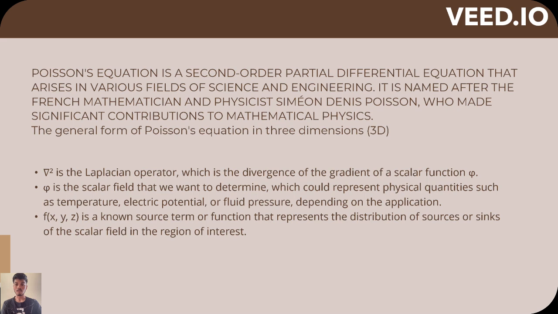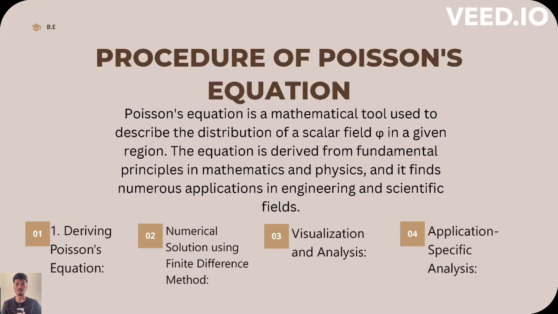First, delta square is the Laplacian operator, which is the divergence of the gradient of a scalar function phi. Phi is the scalar field that we want to determine, which could represent physical quantities such as temperature, electric potential, or fluid pressure, depending on the application. F of x comma y comma z is also known as the source term or function that represents the distribution of sources or sinks of a scalar field in the region of interest.